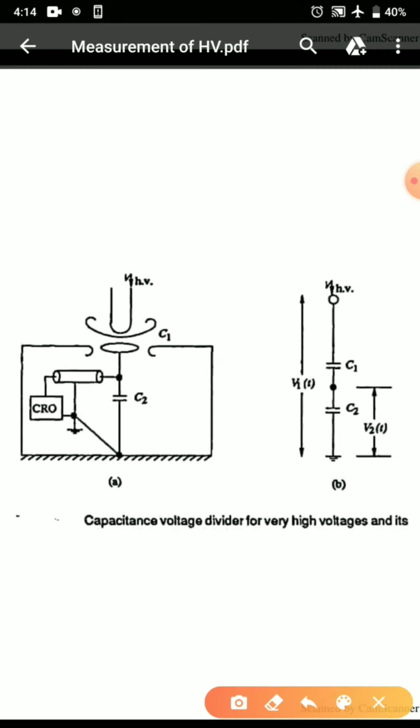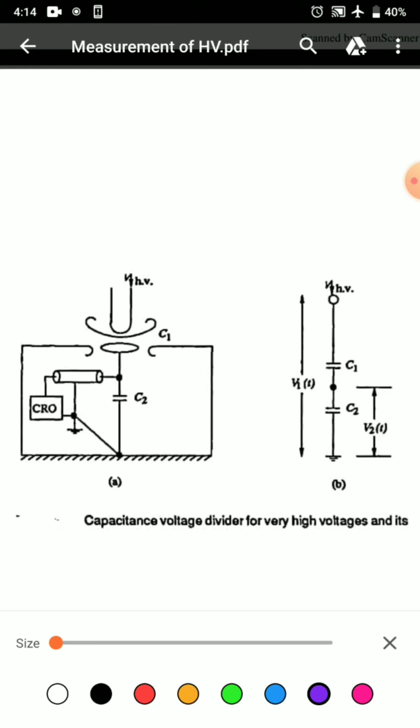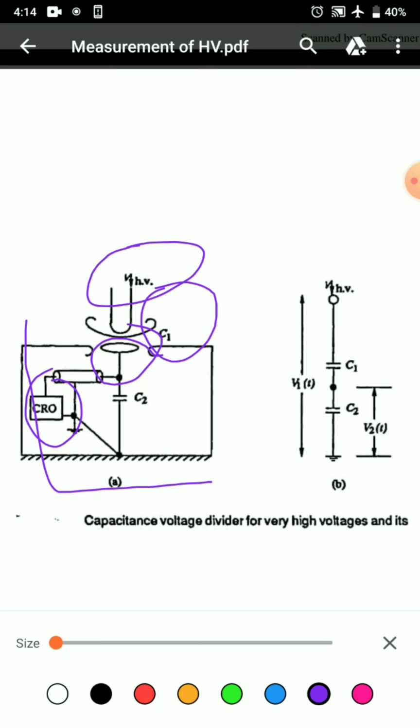The capacitance voltage divider arrangement for measuring high voltage is shown here. Capacitance C1 is formed between the high voltage terminal of the source and the test object or any part of the measurement. The CRO is located within a shielded screen surrounding capacitor C2. C2 includes the capacitance used, lead capacitance, input capacitance of the CRO and other ground capacitance.